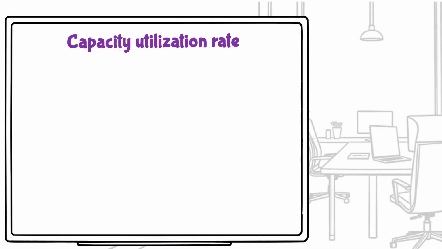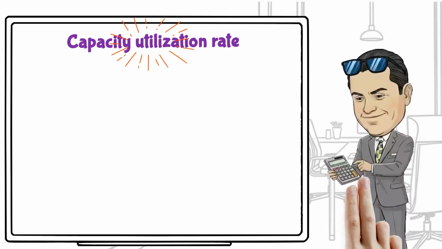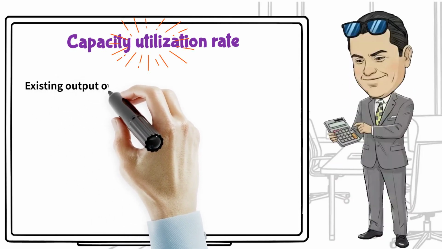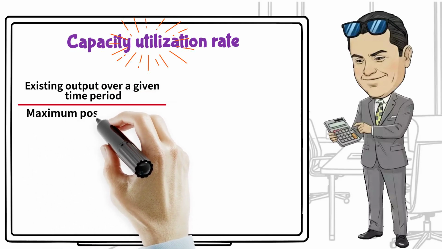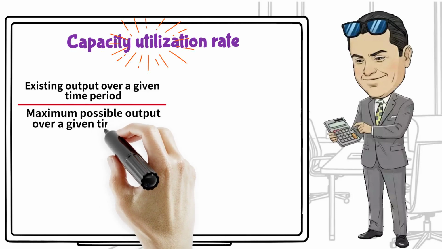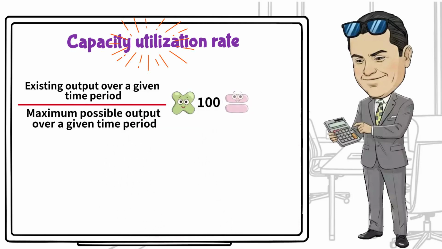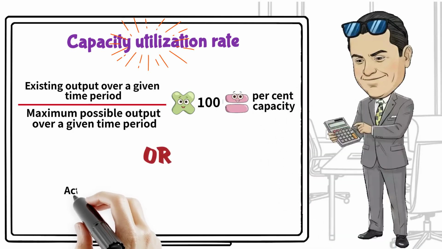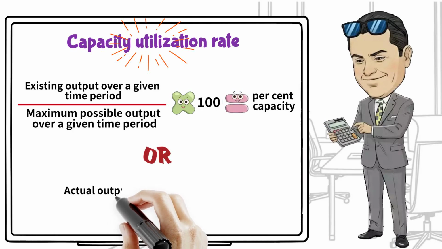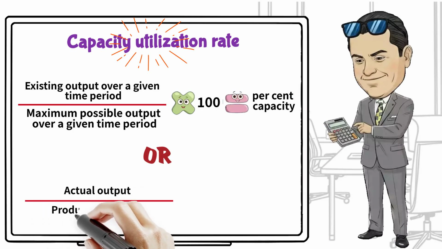The capacity utilization rate measures the existing output relative to the maximum. It can be calculated using the following equation: existing output over a given time period divided by maximum possible output over a given time period times 100 equals percent capacity. Or this may be written as actual output divided by productive capacity times 100.